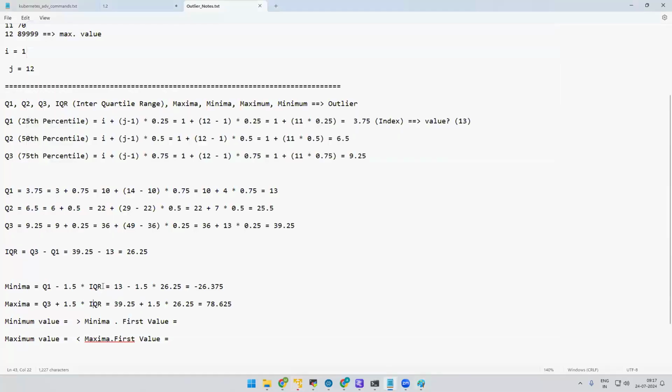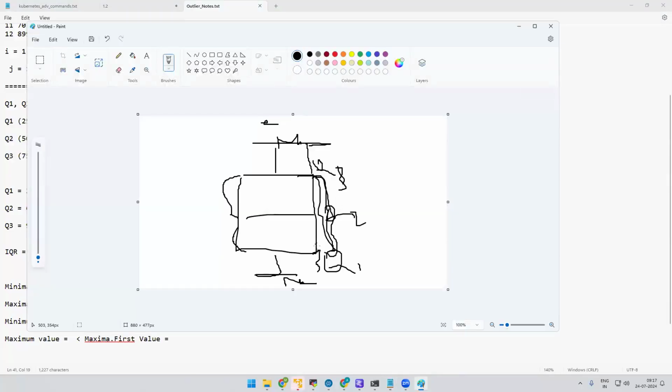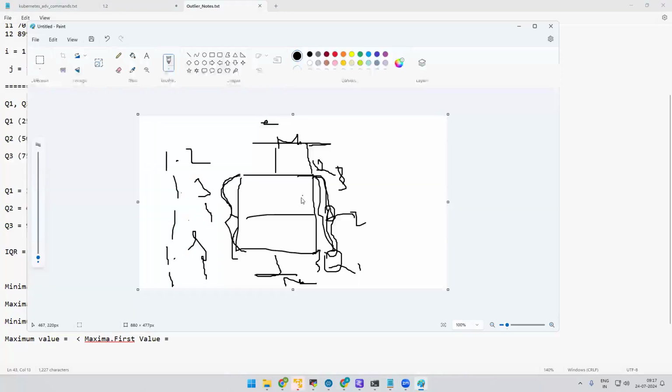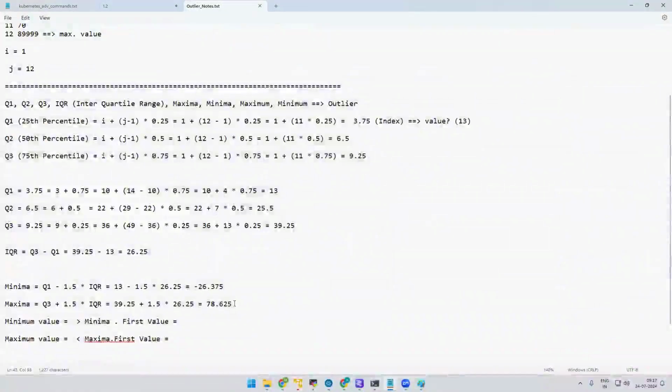So what is that 1.5? They have taken 1.5 times the IQR. In a practical sense, it can even be 1.2, 1.3, 1.4, 1.8, 1.9. But in statistics, they came up with this 1.5. That is a standard value. We can change it if we want, but that is the standard value.